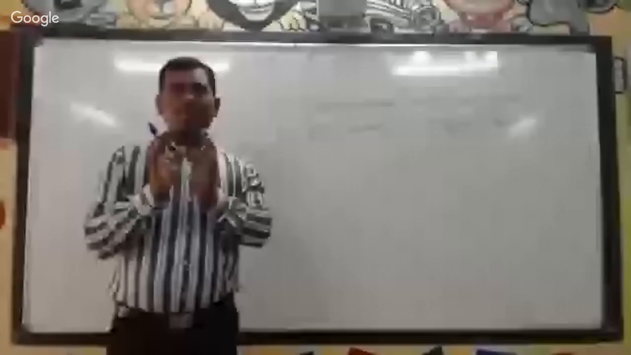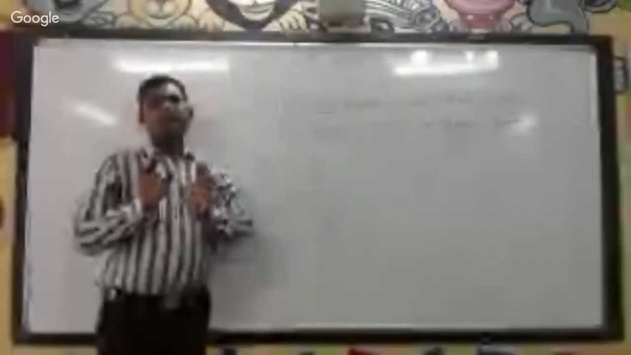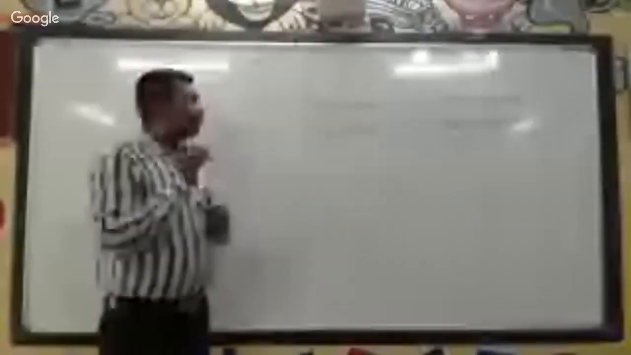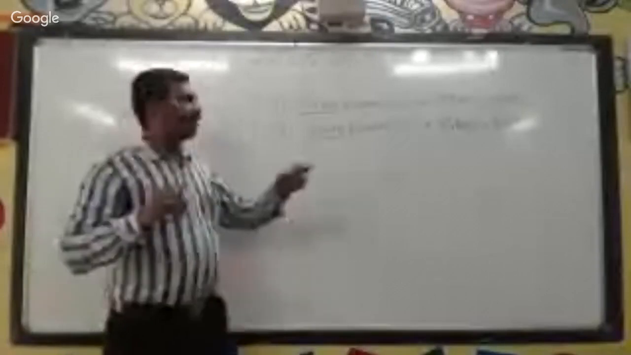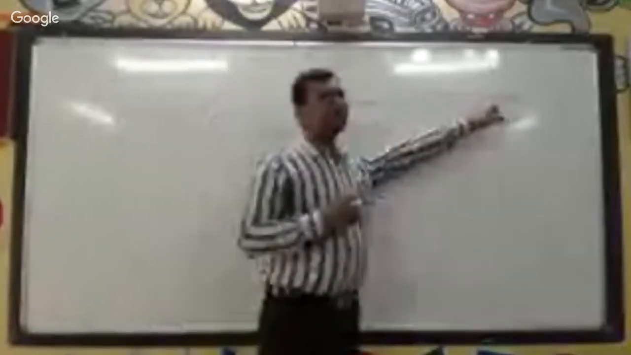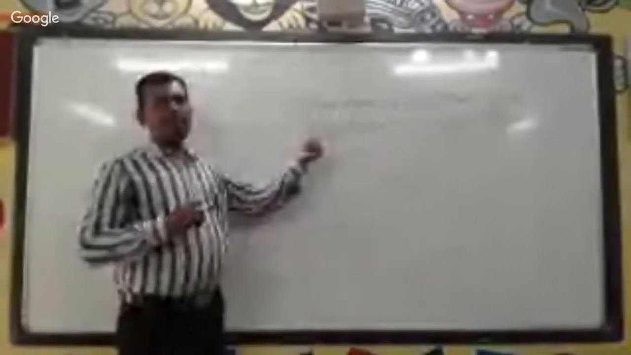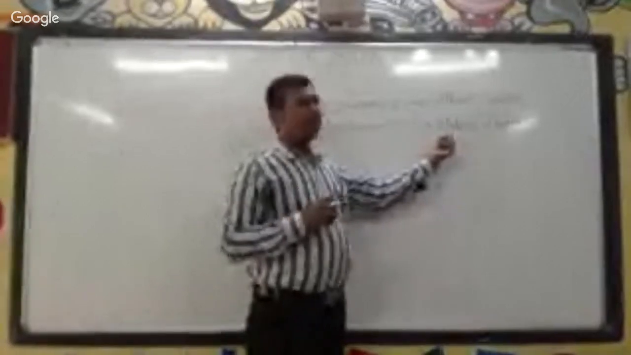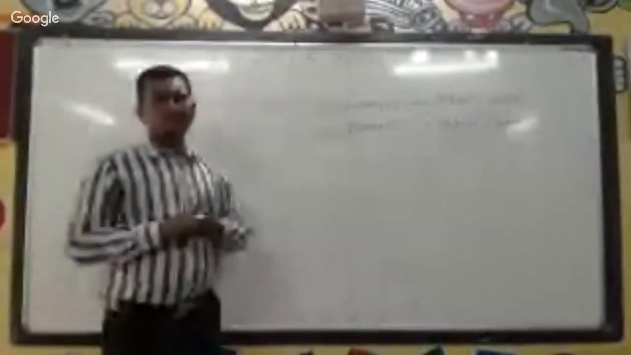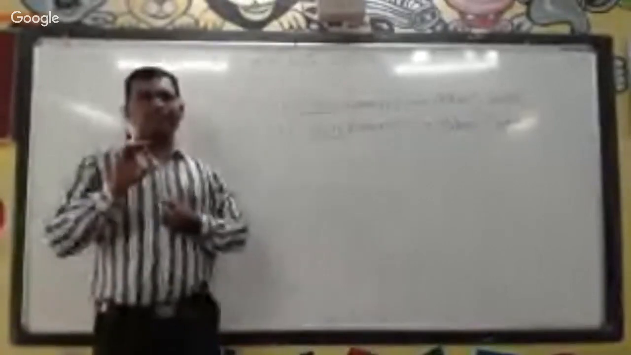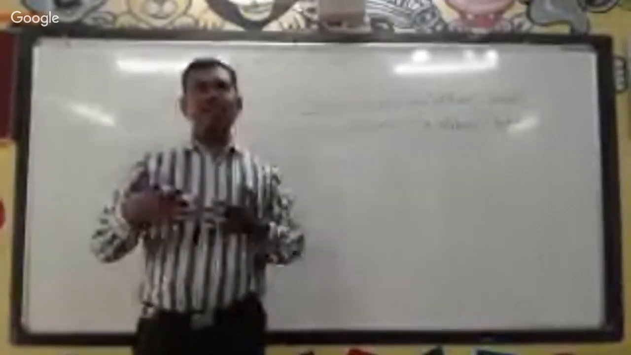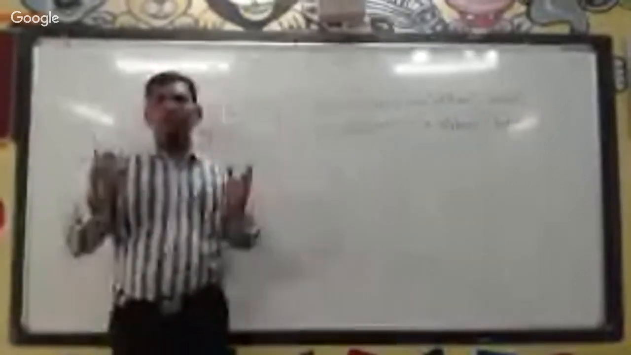Once again, I am repeating the difference between microeconomics and macroeconomics. First, microeconomics. The word micro is derived from the Greek word mikros, meaning small. Whereas in macroeconomics, the word macro is derived from the Greek word makros, meaning large. Under microeconomics, we study all individual units. Under macroeconomics, we study the entire economy as a whole.